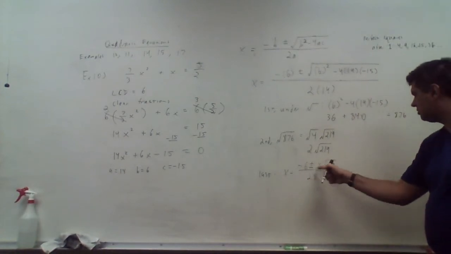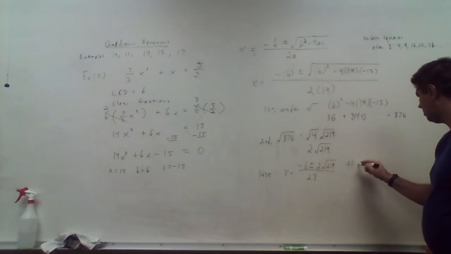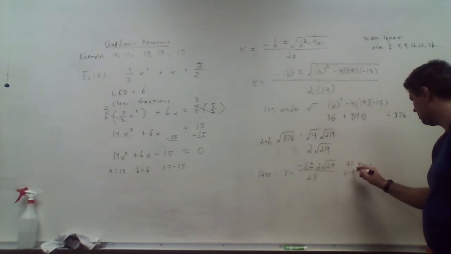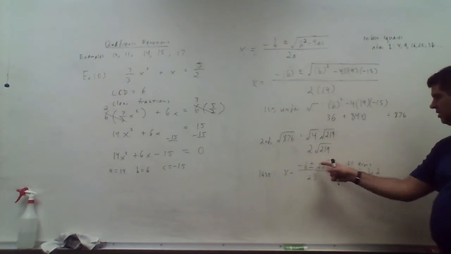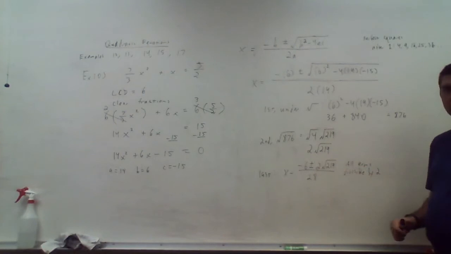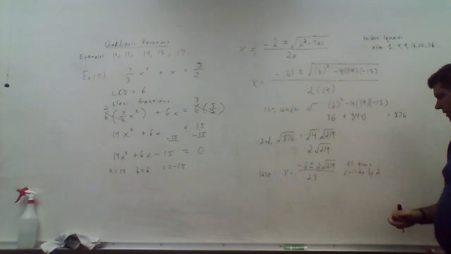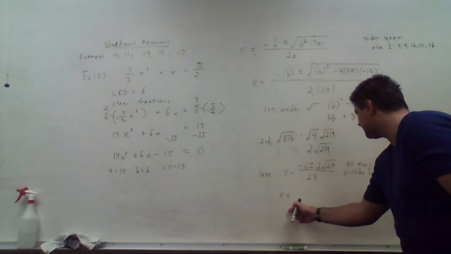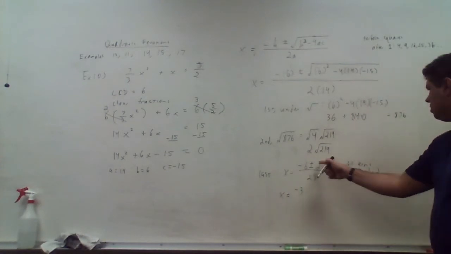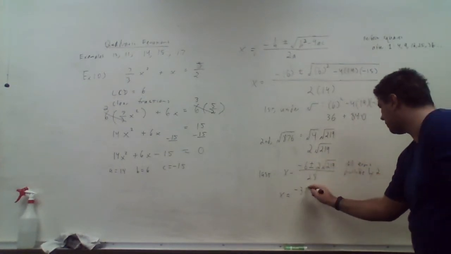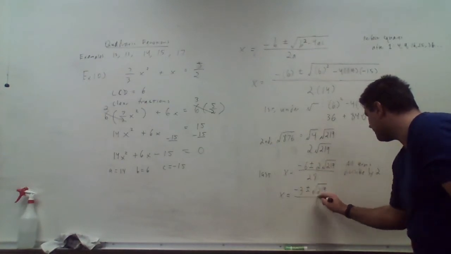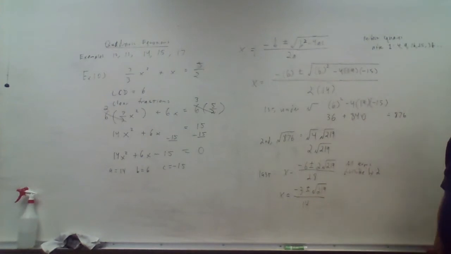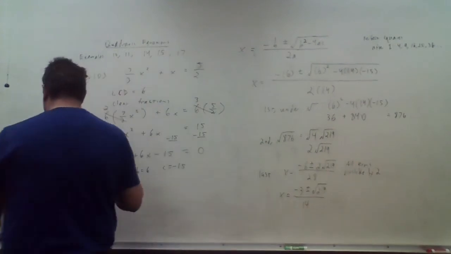All three terms are divisible by 2. Negative 6, 2 times the radical, and 28 are all divisible by 2, so we will do it. Negative 6 divided by 2 is negative 3. 2 square roots of 219 is just a single square root of 219. And 28 divided by 2 is 14. That's example 10. Example 11.